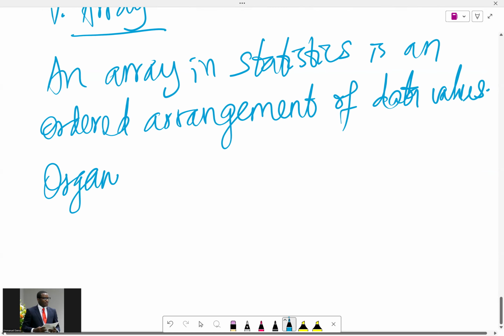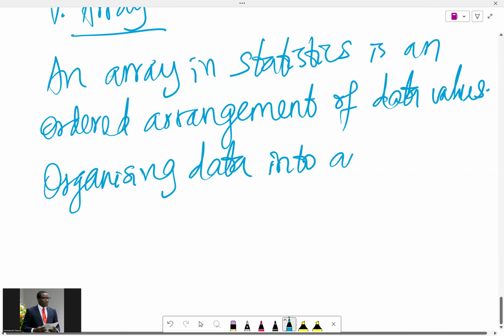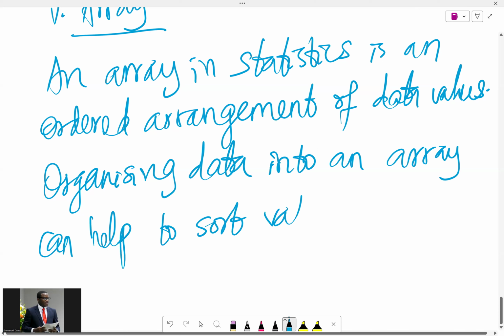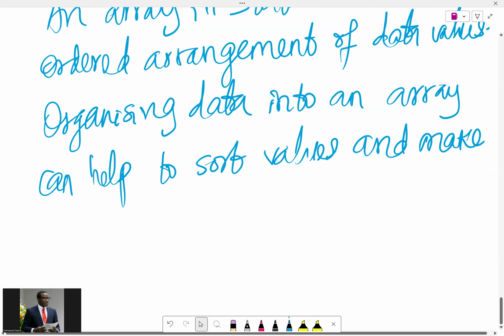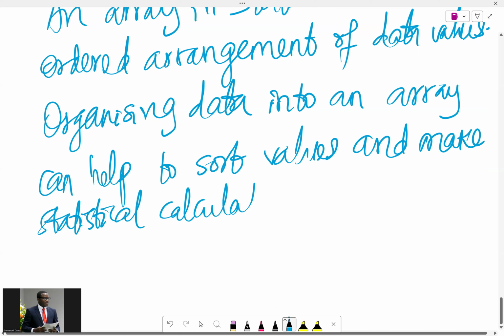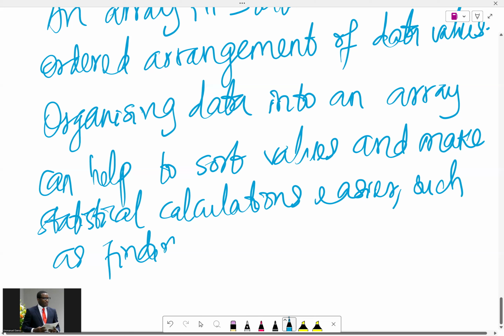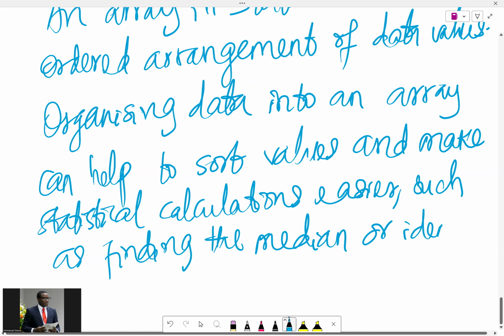So ordered arrangement of data values. Organizing data into an array can help to sort values and make statistical calculations easier, such as finding the median or identifying the range.